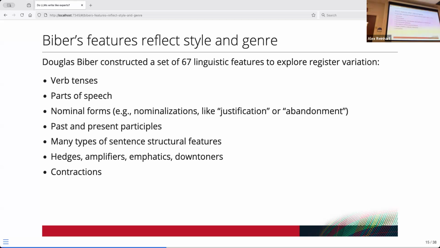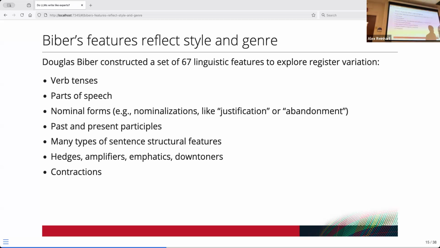So what we did is we took a set of linguistic features already used in corpus linguistics for register variation, which is like what's the difference between spoken English and formal English and informal English. There are things like counting different parts of speech, but also things like counting how many nominalizations there are. I mentioned that's popular in formal writing, so things like justification or abandonment. Counting past and present participles, which we just saw. Lots of structural features that you learned about in high school English class and then forgot. The different grammatical clause types and different kinds of conjunctions and so on. Also some rhetorical things like hedging.